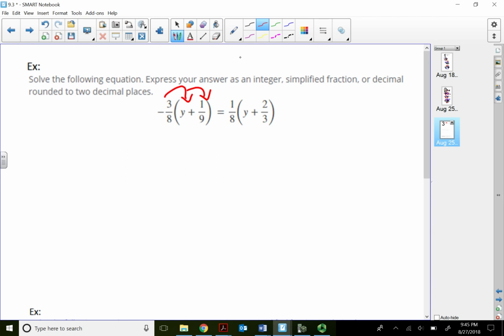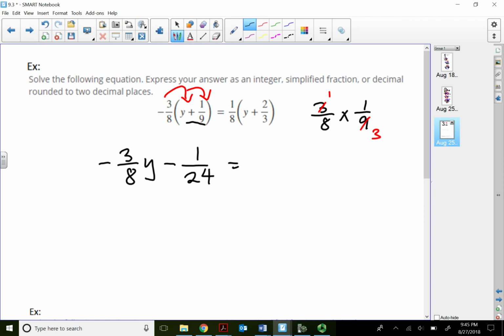So negative 3 over 8 times y, negative 3 over 8y. Negative 3 over 8 times positive 1 over 9 will be negative something. 3 over 8 times 1 over 9. I'm going to show you how to do this by hand. Refresh your memory: top 3, bottom 9 reduce into 1 and 3. So that should be 1 over 24. If you don't believe me, you can check it with your calculator, of course.